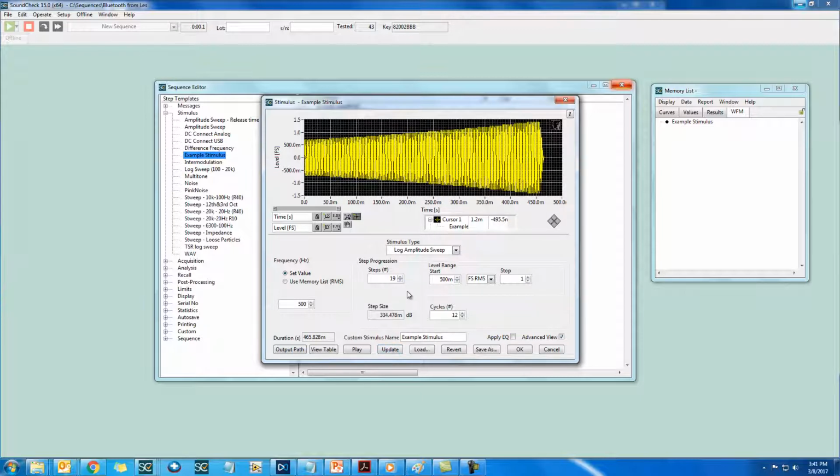This is related to the step progression in size. Here we manually change how many steps there are, and the step size is the jump in level between each of the steps. If we double the step numbers, we will cut the step size in half and double our length.